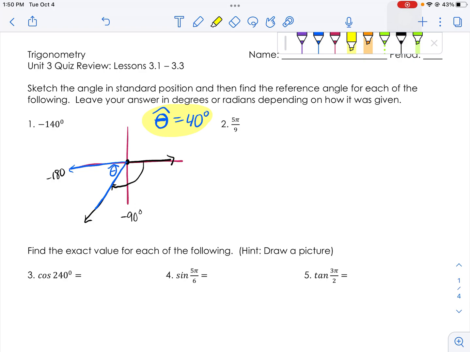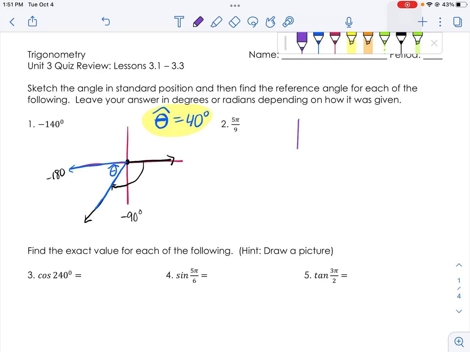The reference angles are not always the special right triangle angles. A lot of times when we find the trig values of our reference angles they work out nicely, but they don't have to be a 30, 60, or 45 degree reference. They can be different ones.